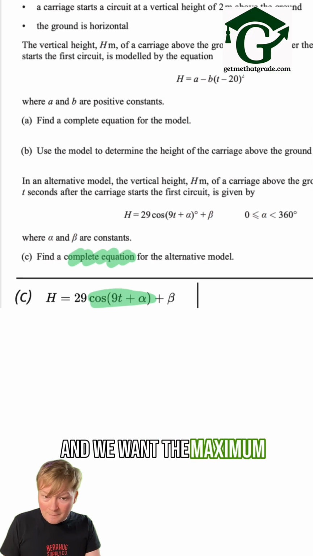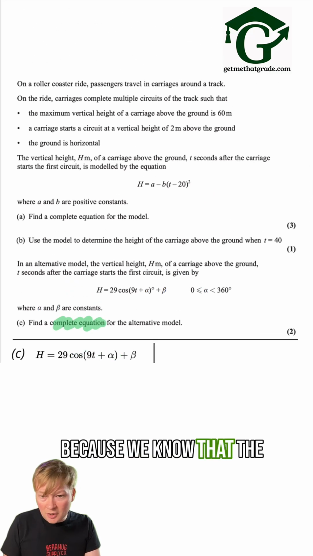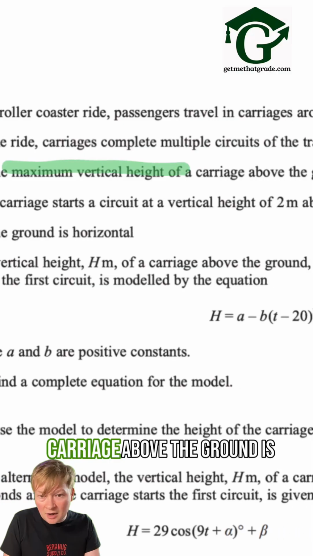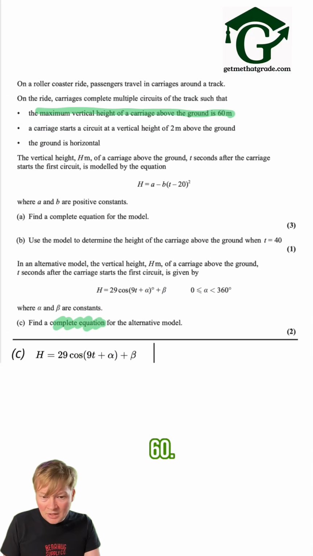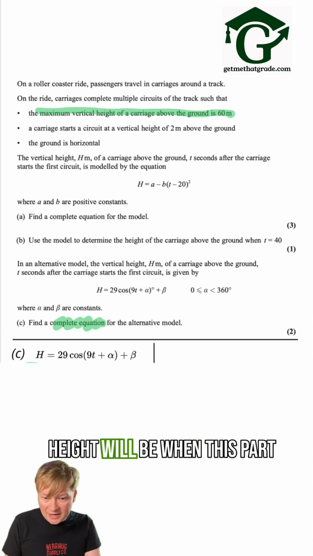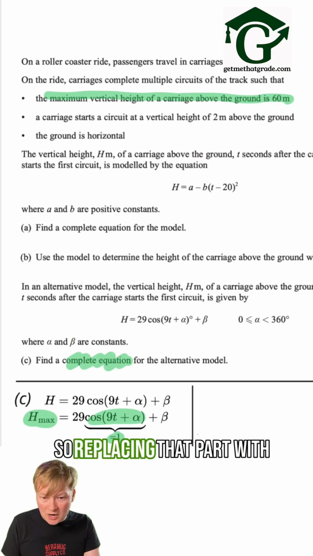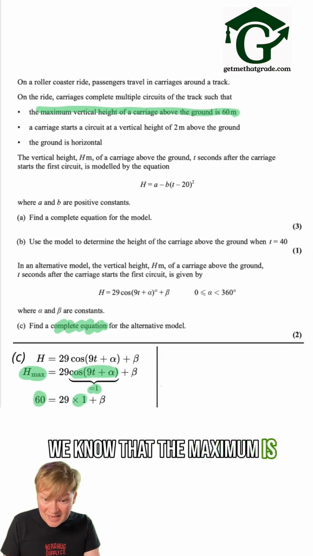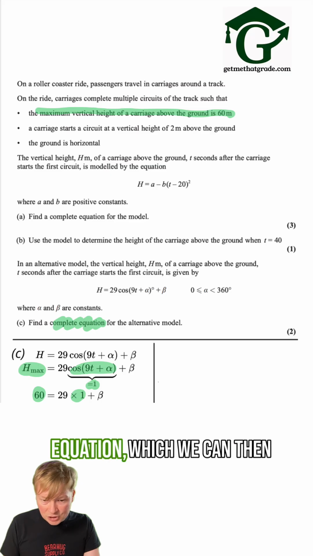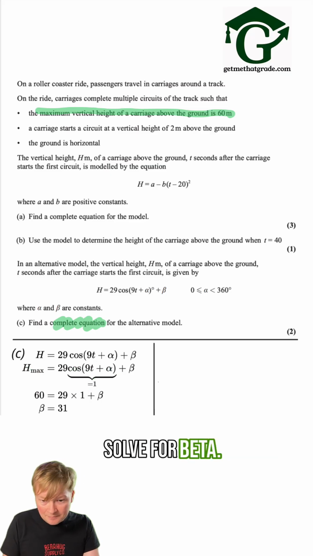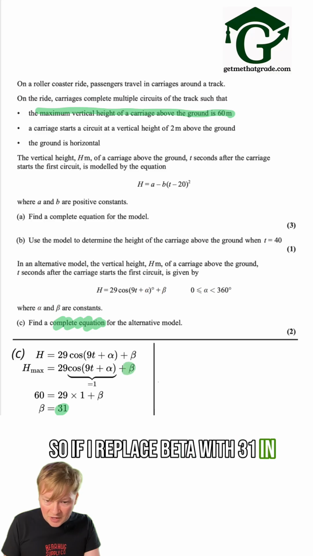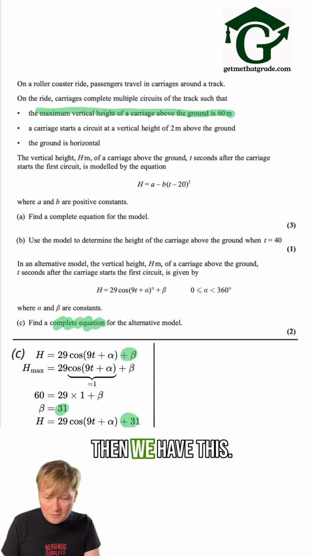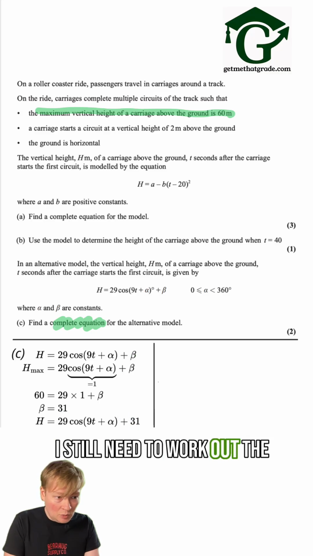And we want the maximum value, because we know that the maximum height of the carriage above the ground is 60. So we know that the maximum height will be when this part here is equal to 1. So replacing that part with 1, and using the fact that we know that the maximum is 60, we end up with this equation, which we can then solve for beta. We can work out that beta is 31. So if I replace beta with 31 in the original equation here, then we have this. I still need to work out the value of alpha though.